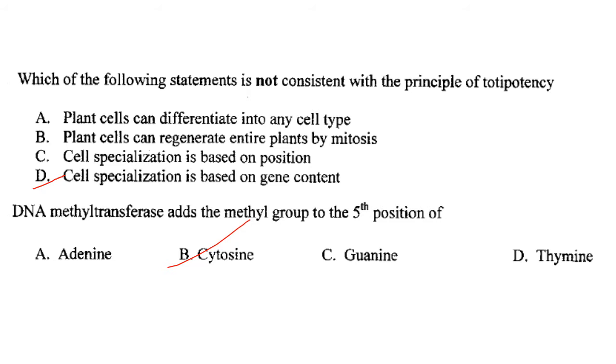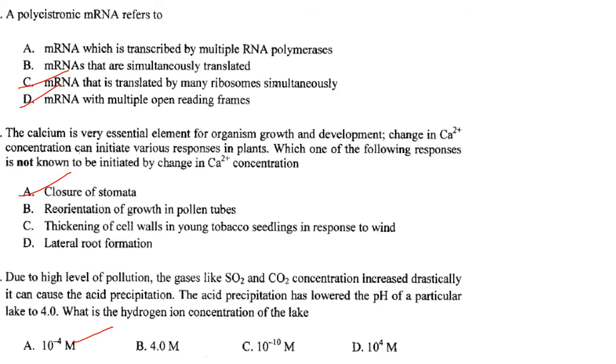Then DNA methyltransferase adds the methyl group to the fifth position of cytosine. Answer is option B. Then polycistronic mRNA refers to. So polycistronic mRNA is mRNA that is translated by many ribosomes simultaneously, or it can be even mRNA with multiple open reading frames. So answer is both C and D. Both C and D are correct.